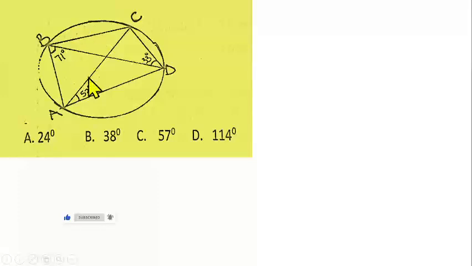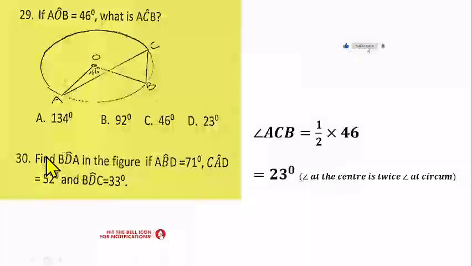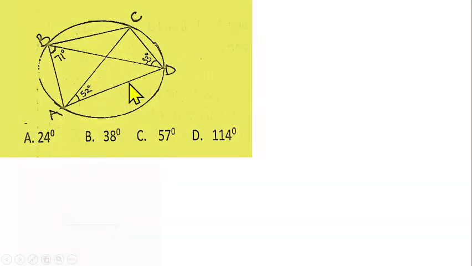Okay, question number 30. We are given this diagram, which is a cyclic quadrilateral. We are given this angle as 71, this is 52, and this is 33. So the information with this question was attached to that previous question we solved. You have this instruction with that diagram. So you have to find angle BDA. You have to find the remaining angle that is there, angle BDA.